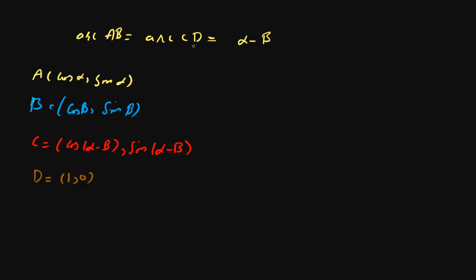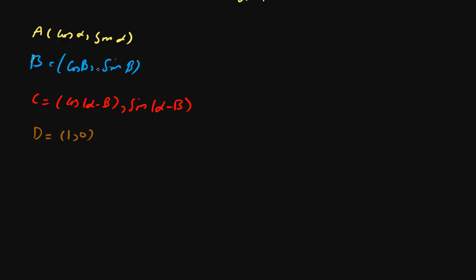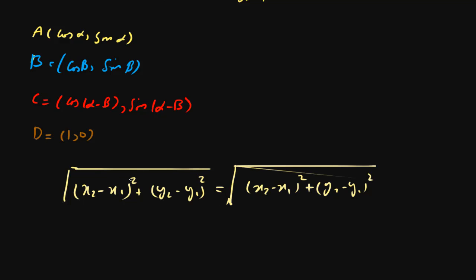Now since we have arc AB and arc CD, both these are equal, therefore we are going to write the distance formula for both of them. We write the square root of x2 minus x1 squared plus y2 minus y1 squared, and since both are equal, we write the same for the other side, and the square roots will cancel each other.